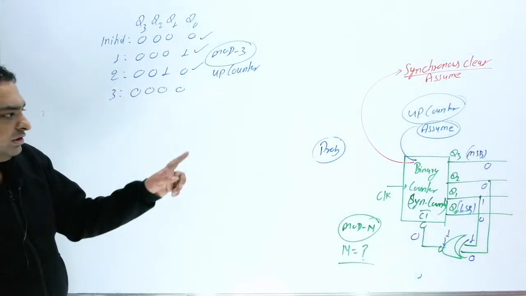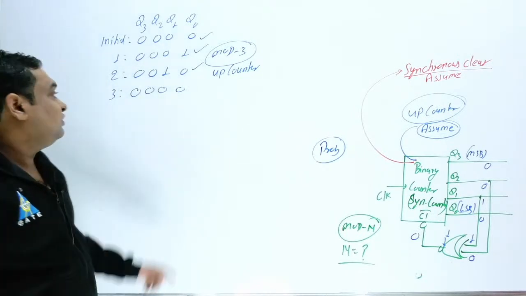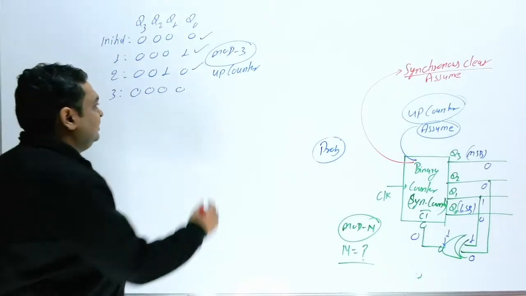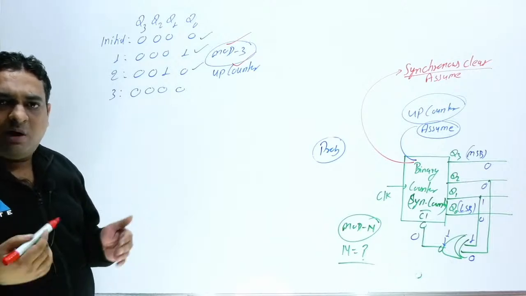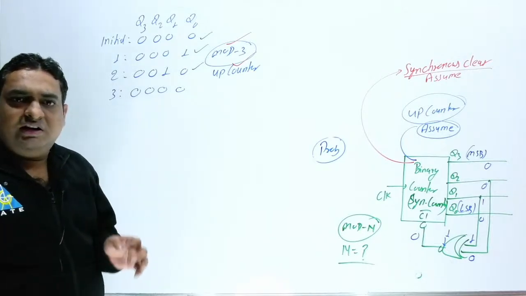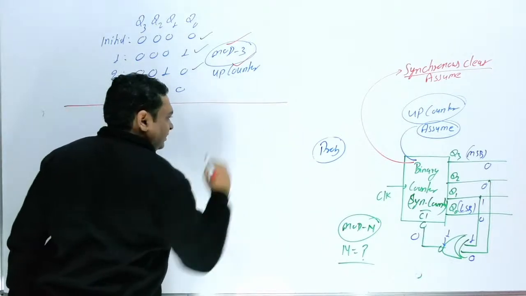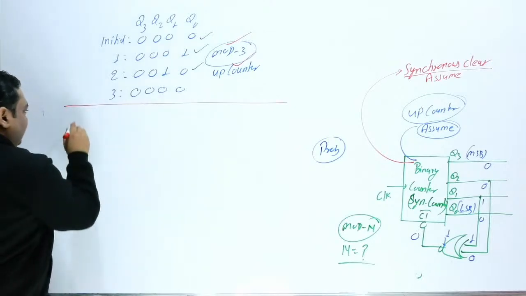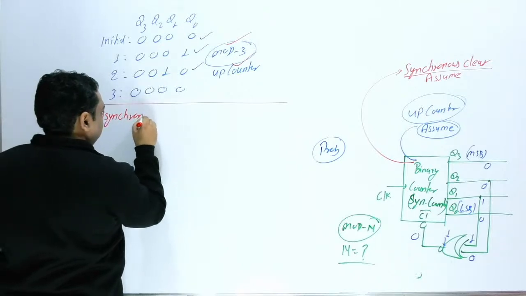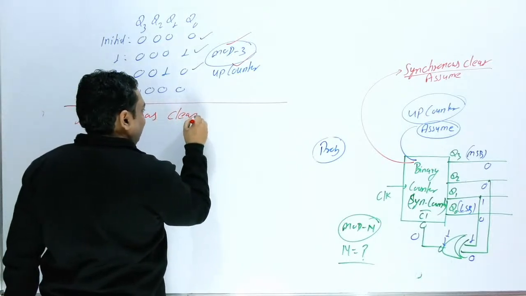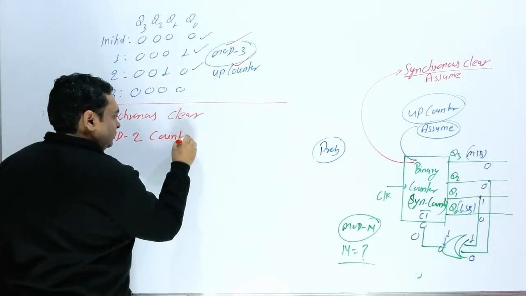It means 0, 0, 1, 0 we will get at the last state, and then in the next clock we will get 0, 0, 0, 0, and in the next clock we will get 0, 0, 0, 0. This is mod 3, your assumption is synchronous clear and your second assumption is up counter, so you are getting a mod 3 up counter. Suppose a second student assumes asynchronous clear, then what will be the answer? Then this is a mod 2 counter.